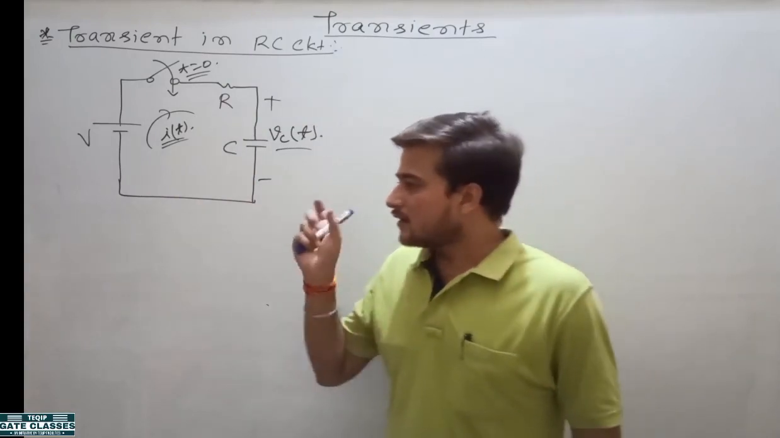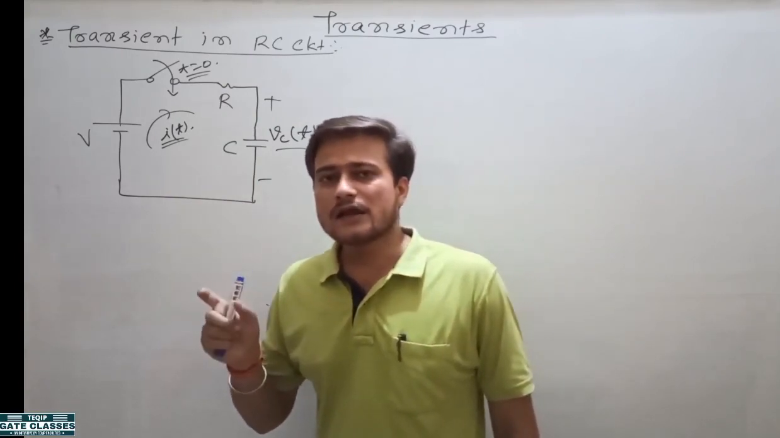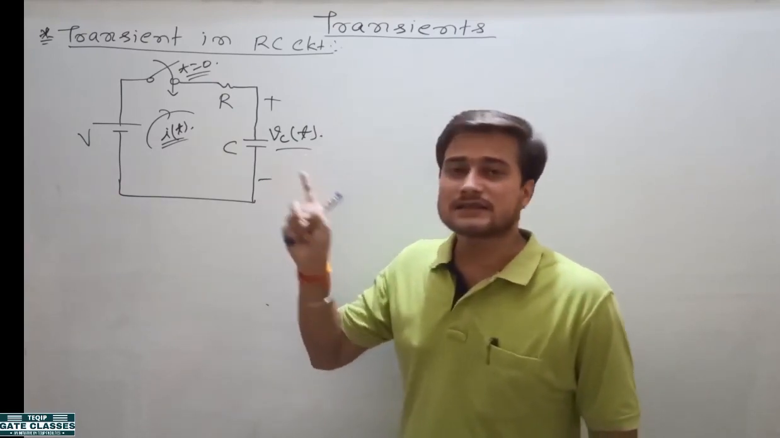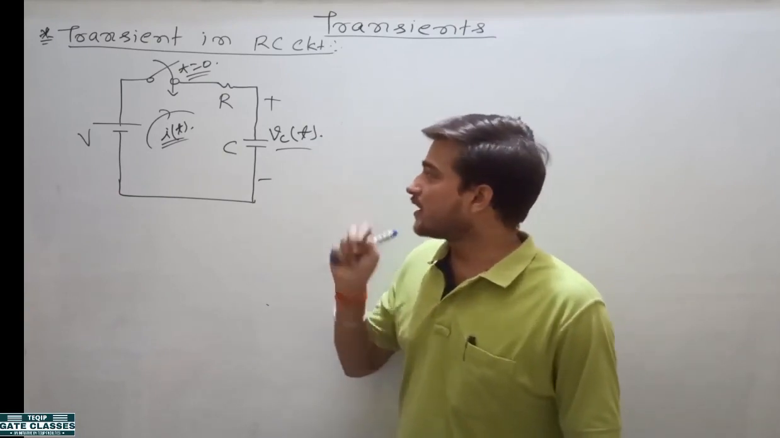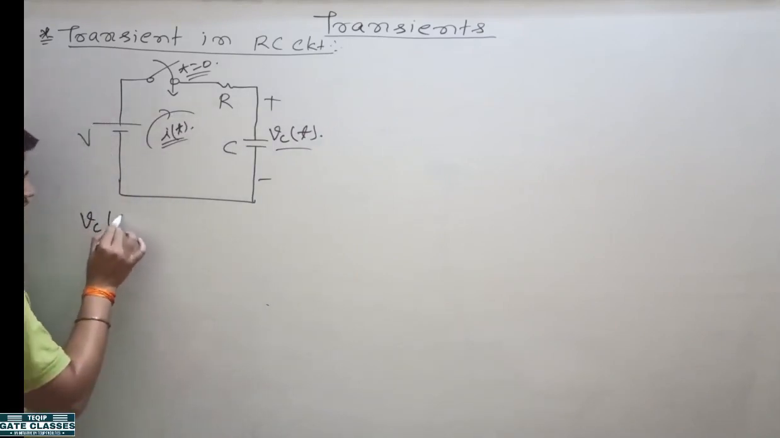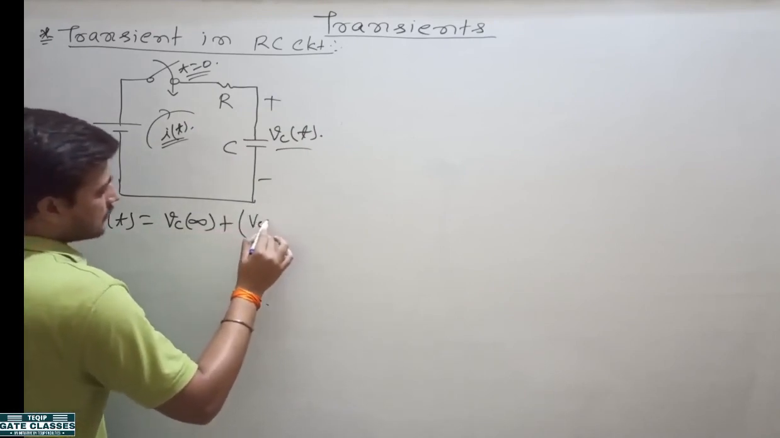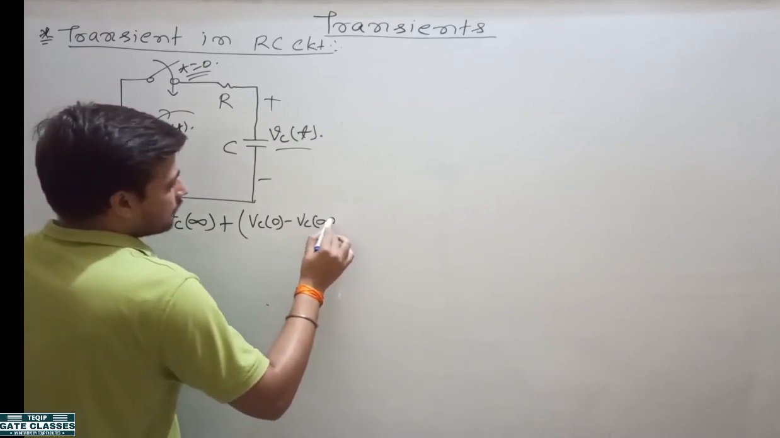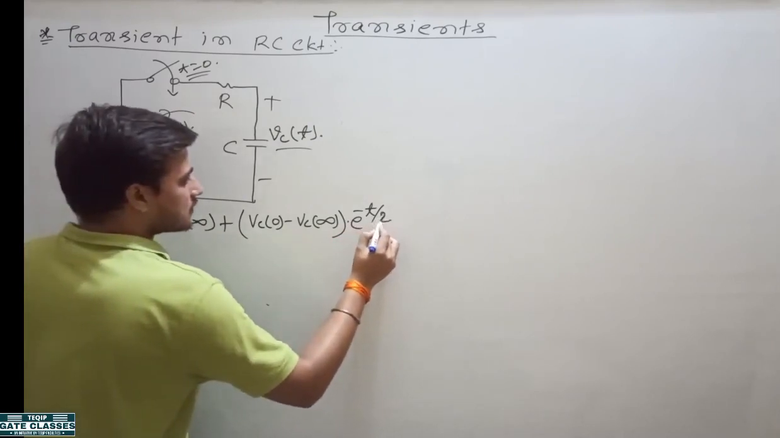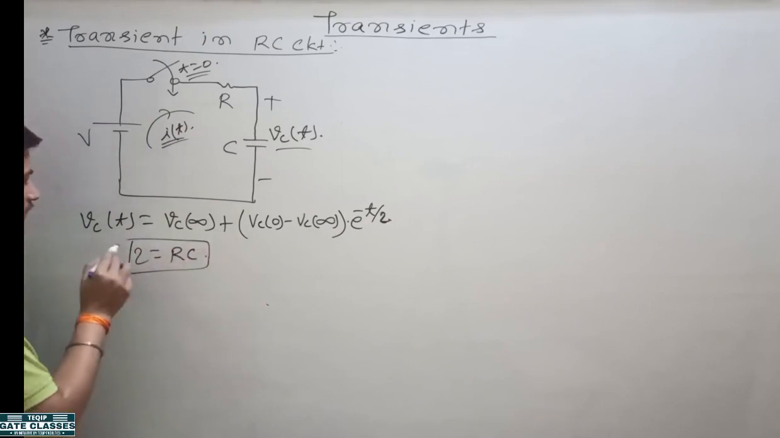Now you know that in the previous class I told you one universal formula for finding current in RL circuit. Now the same formula is applicable for voltage in RC circuit. So I am writing the formula. Formula will be v_C(t) will be equal to v_C(infinity) plus v_C(0) minus v_C(infinity) into e to the power minus t by tau, where tau is equal to RC, which is the time constant of RC circuit.